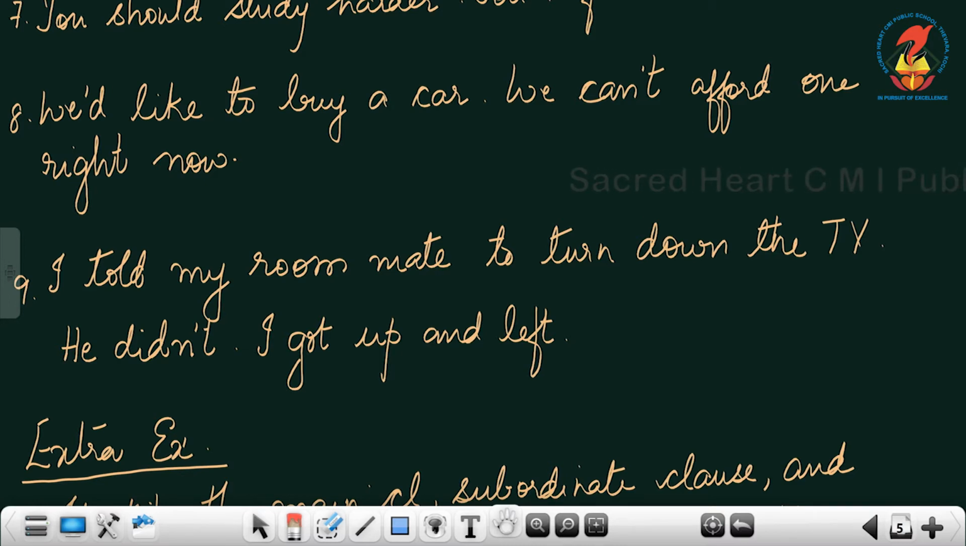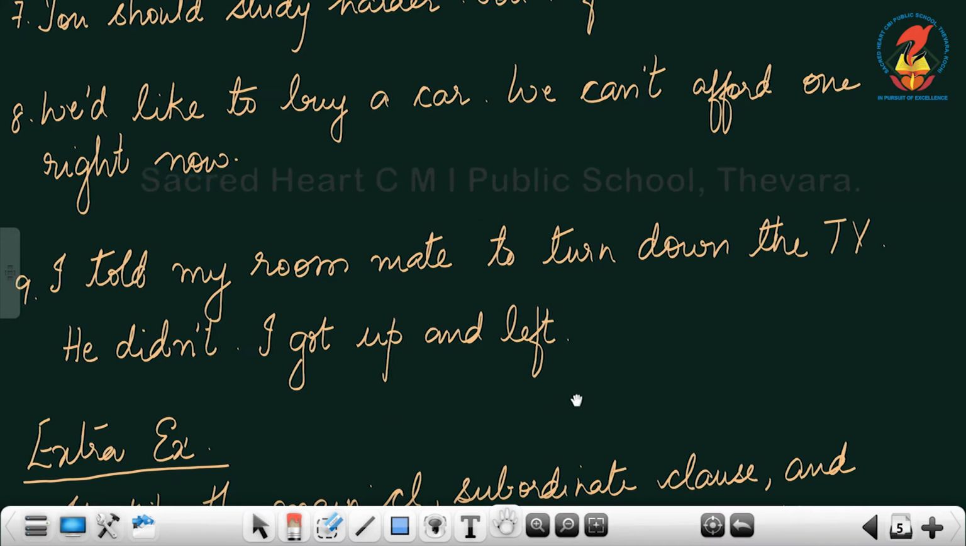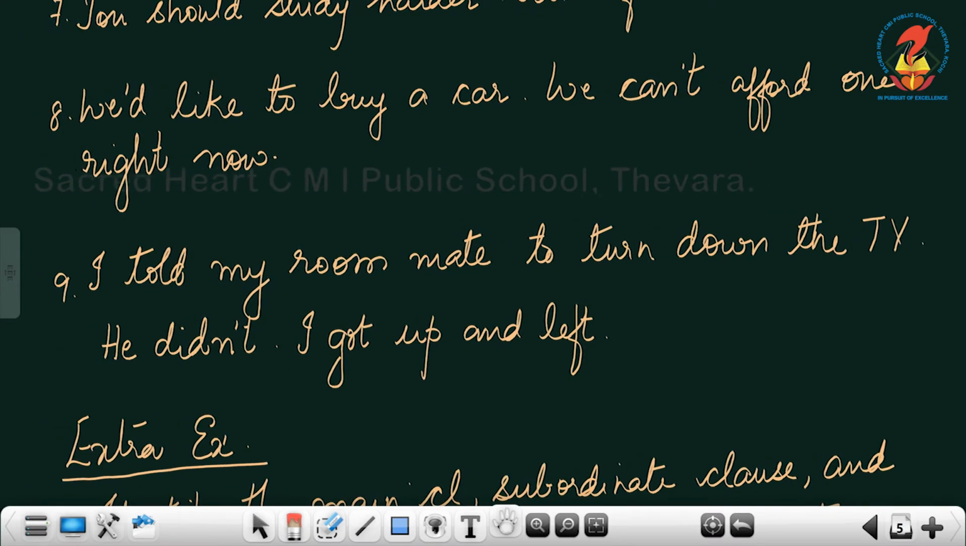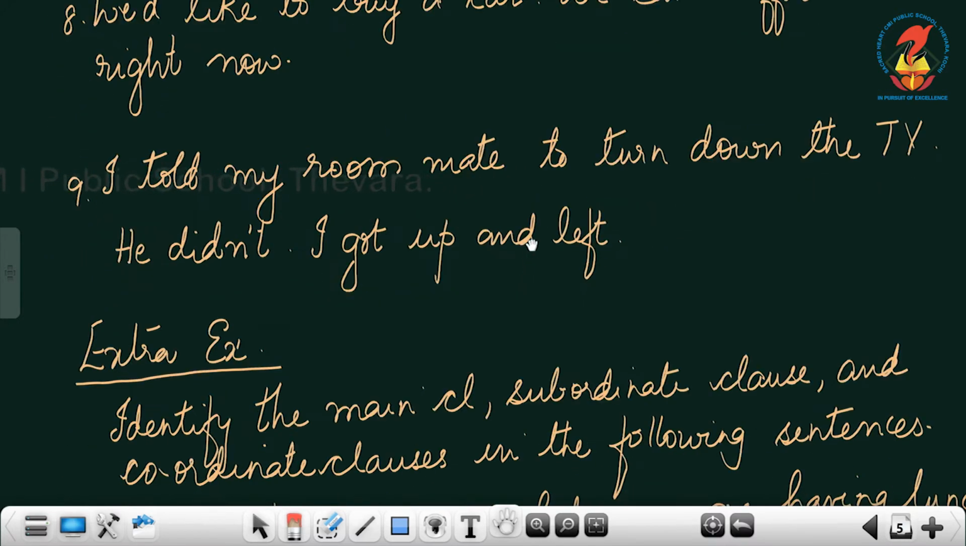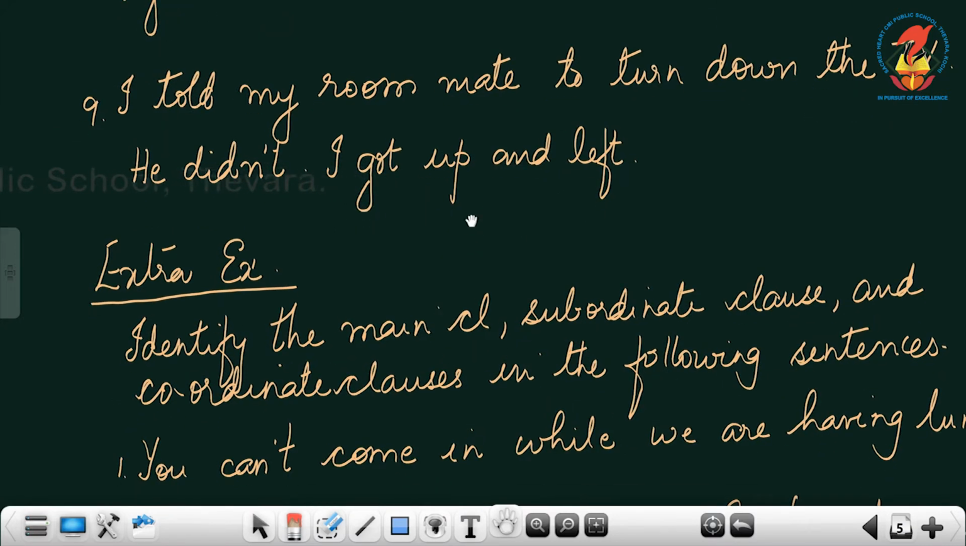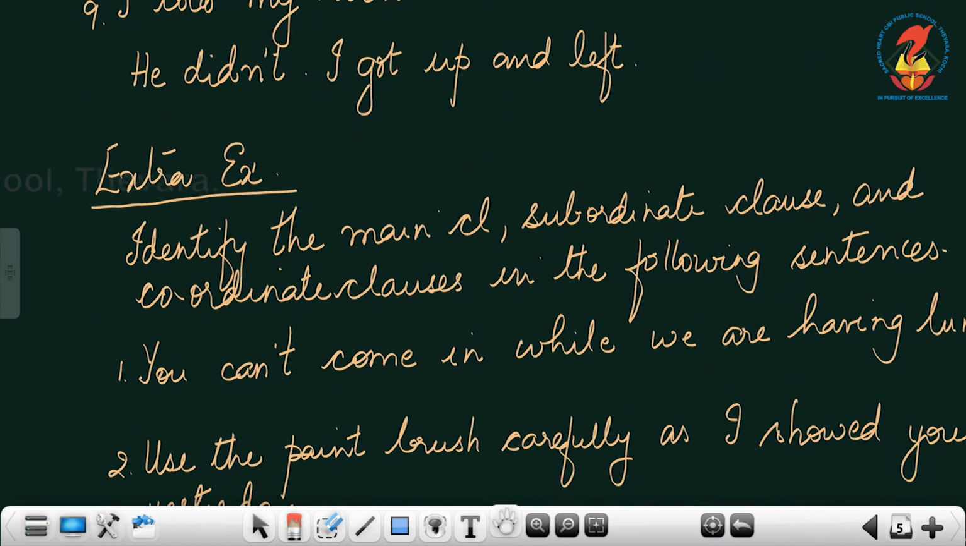left. Now remember, there are three independent clauses here, and join it with care using a suitable conjunction. Now after you write down these nine sentences, write the answers of all these sentences, and then we will move on to another extra exercise that I've given here. Part of these are actually there in your textbook on page 52, exercise A.